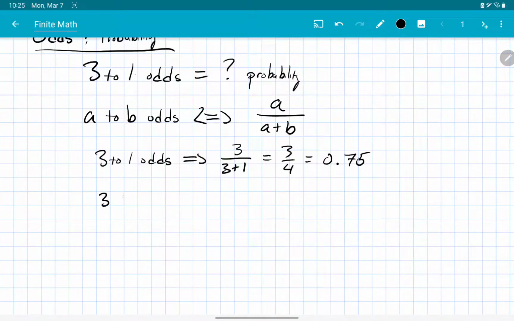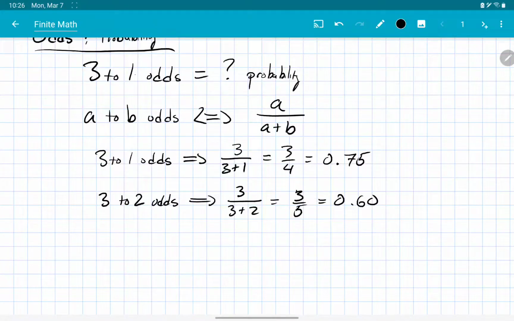Okay. 3-to-2 odds is the same thing as 3 over 3 plus 2, or 3/5, or 0.60 probability. Okay. So 3 to 2 odds is not as good as 3 to 1 odds, right?